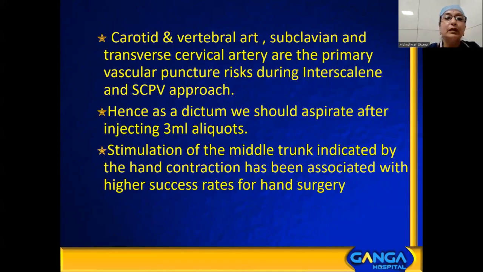We should remember that the carotid, vertebral artery, subclavian artery, and transcervical artery are the primary vascular puncture site risks during the interscalene and subclavian perivascular approach. So always remember to aspirate before we inject the drug. And stimulation of the middle trunk, indicated by hand contraction, has been associated with higher success rates for hand surgery.